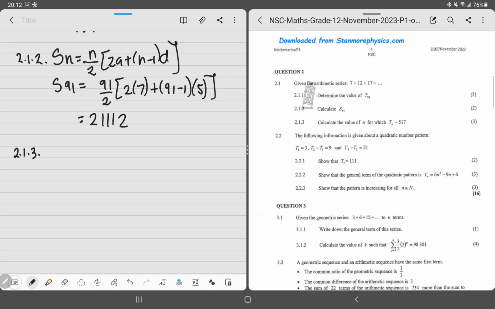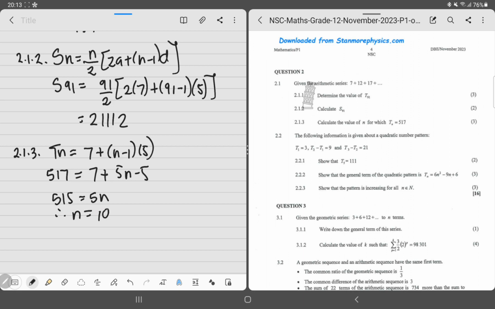2.1.3, calculate the value of n for which Tn is equal to 517. So Tn is given by 7 plus (n minus 1) multiplied by 5. So that's 517, which is equal to 7 plus 5n minus 5. 515 should be equal to 5n. Therefore, n should be equal to 103.